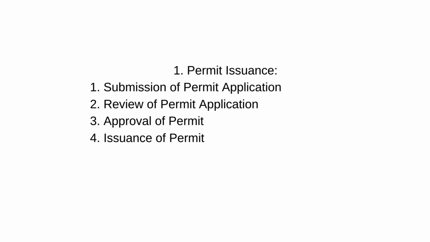Upon review, if the permit application meets all the requirements and complies with the safety regulations and procedures, the permit issuer approves the permit for issuance. The approved permit is issued to the individual or team responsible for performing the work. The permit contains information such as the permit number, authorized personnel, work location, duration, and specific conditions or requirements.